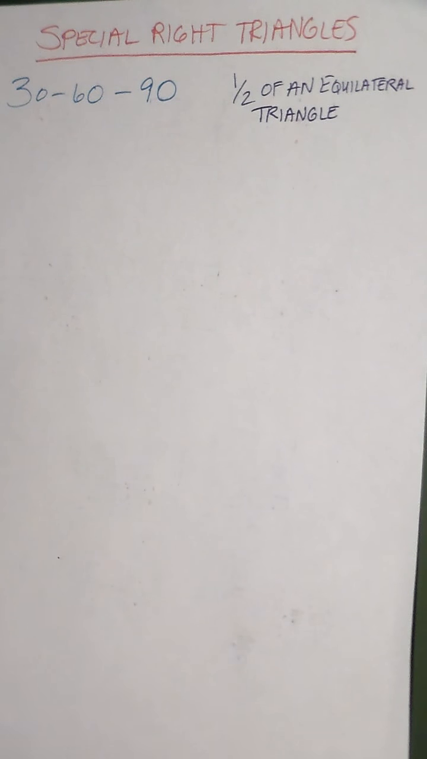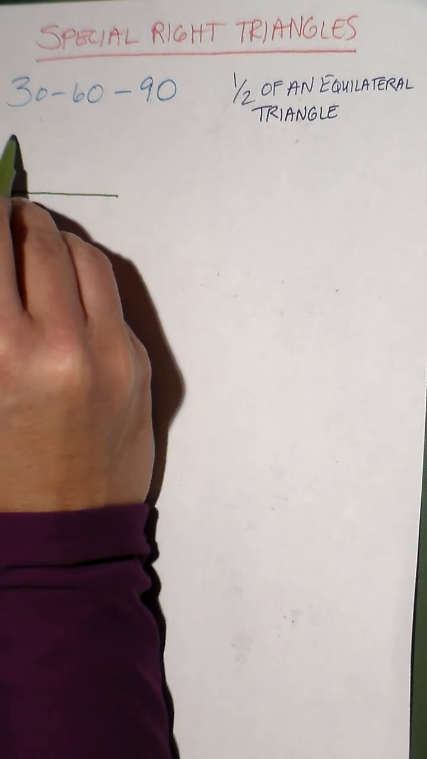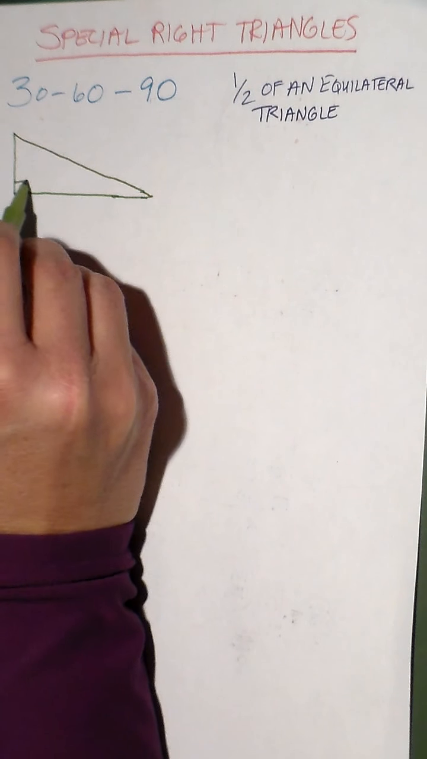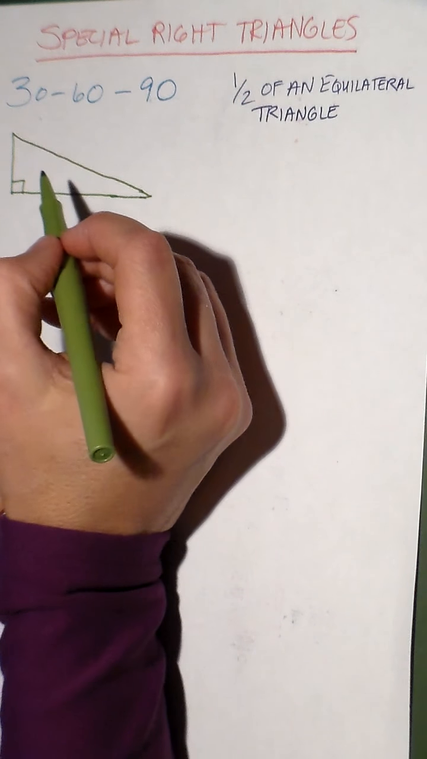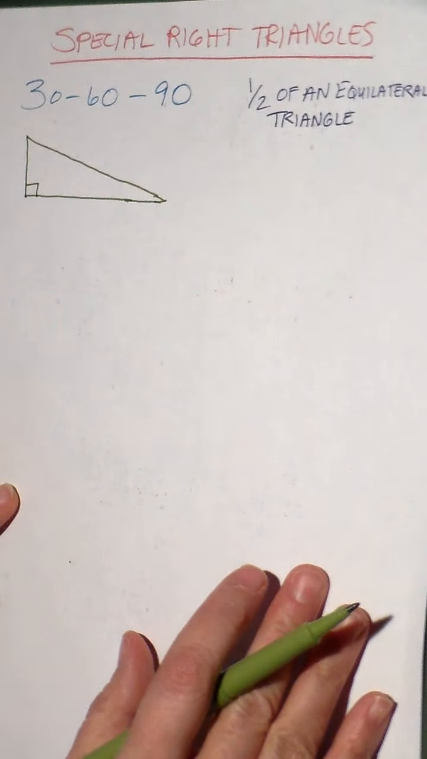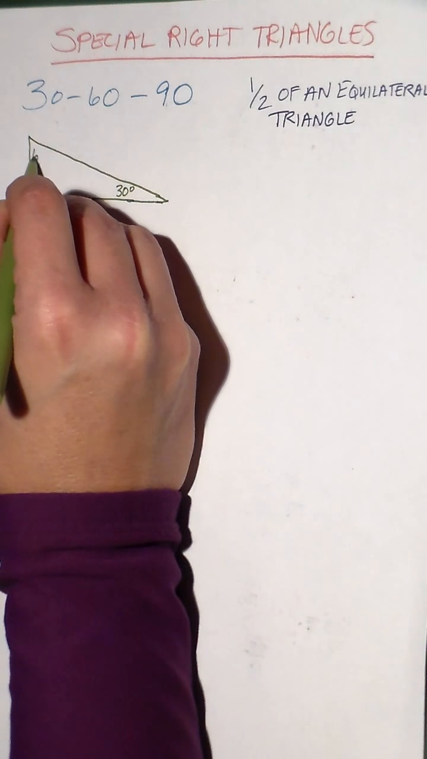When I'm doing a 30, 60, 90 triangle, your 30, 60, 90 is going to look like this. Now it doesn't matter how it's oriented. You just always base your observations off of the angles and where the angles are located. So I'm going to make this 30 and this 60.